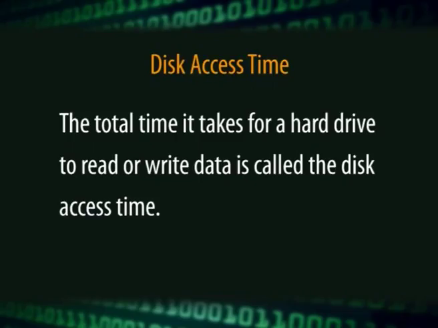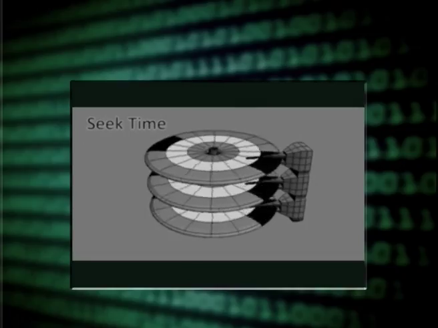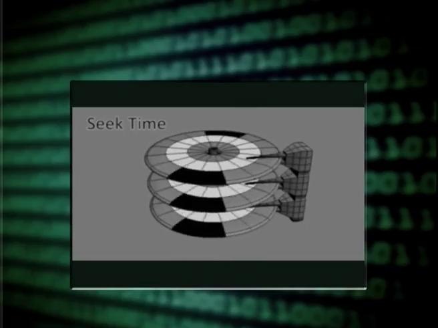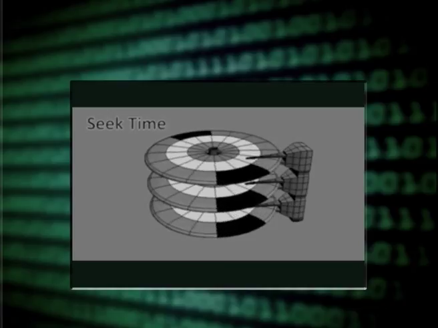Because of their sophisticated mechanical design, the magnetic disks spin at a rate of 5400 to 15,000 revolutions per minute. This high speed of revolution provides fast access to data. The total time it takes for a hard drive to read or write data is called the disk access time and requires the following 3 steps. Step number 1 is to move the read-write head to the cylinder that contains the desired data.